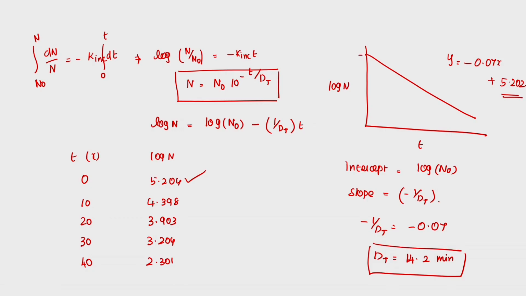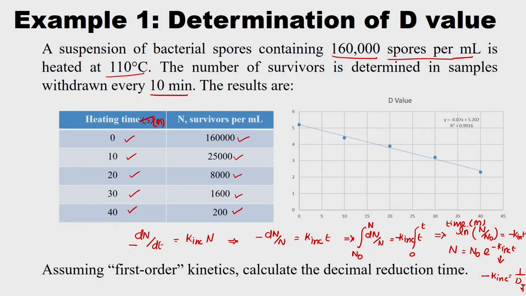Another way of doing it is you get the log n, and then you see, for 1 log reduction, how much time it takes. So that way also you can do it. What is this here and what is this here? This is nothing but the D value. Anyway, one can calculate it. So this is clear, and we will go to our second example.